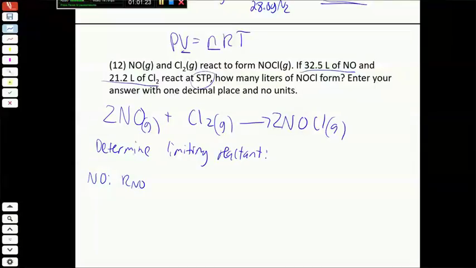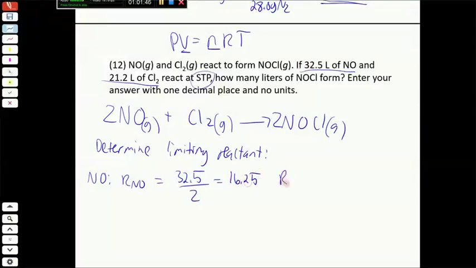So because of this, we can actually just use the volumes directly, because the ratio of the moles that react with each other is going to be the same as the ratio of volumes that react with each other. So what we can do then is to find the stoichiometric ratio for NO. We can just take its volume, which is 32.5, and divide it by the coefficient, which is 2. And we can do the same thing for Cl2. We take the volume of Cl2 that we have and divide it by its coefficient, which is a 1. So that comes out to 21.2. So this is the smaller stoichiometric ratio in terms of volume, which makes it the limiting reactant.